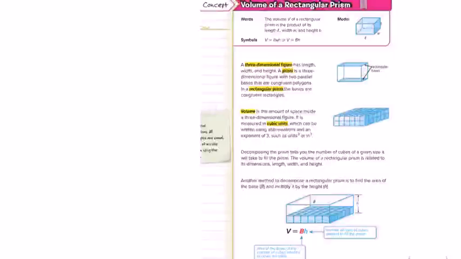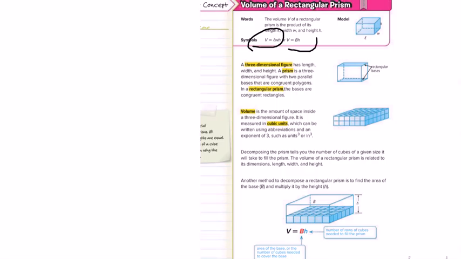Now we're going to be adding in that third dimension because we're working with three-dimensional figures. So length times width times height. Most commonly, volume is written as volume equals length times width times height. The V is a capital V, but the L, W, and H are all lowercase.